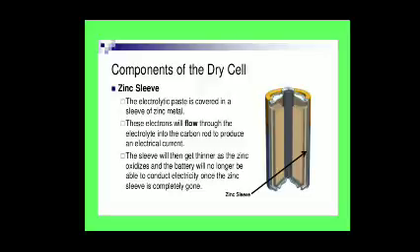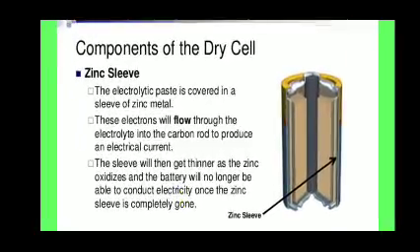Zinc plate. The electrolytic paste is covered in a zinc metal. The central part of the dry cell acts as the cathode. This cathode electrode is a carbon rod.